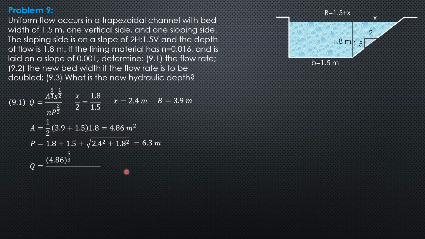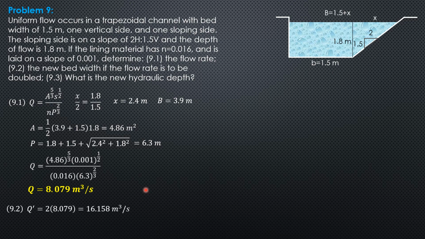So 4.86 to the 5/3 times 0.001 to the 1/2 over 0.016 times 6.3 to the 2/3. So the discharge is 8.079 cubic meters per second. Then the new bed width if the flow rate is to be doubled. So Q prime or Q new is 2 times 8.079, it is 16.158 cubic meters per second.